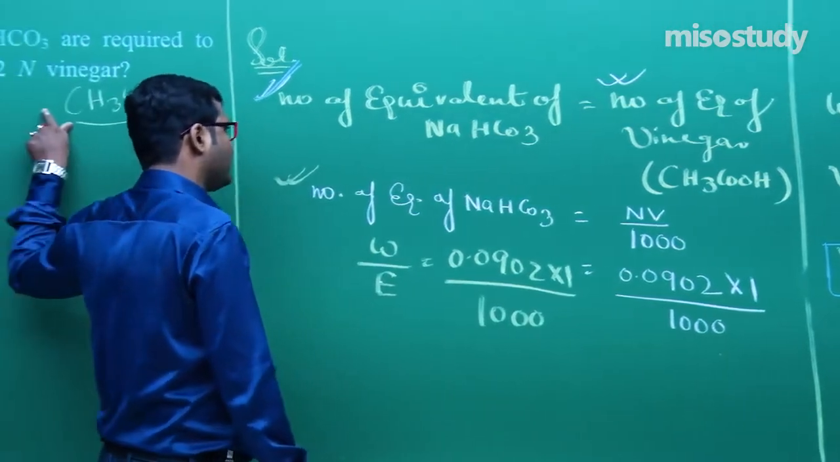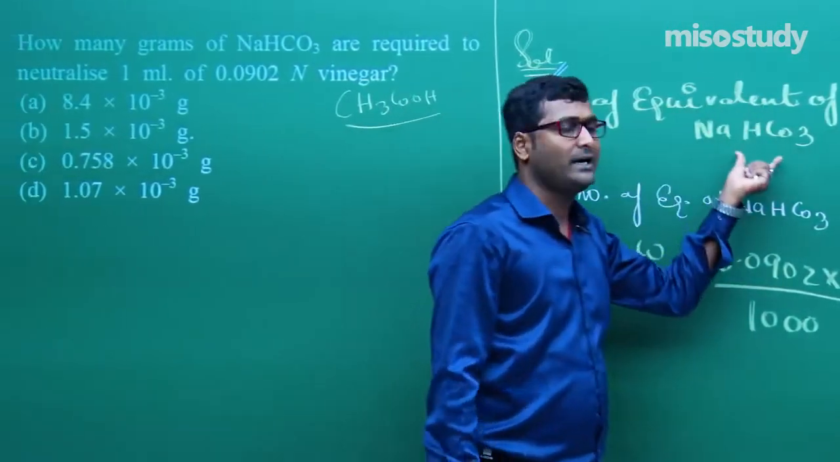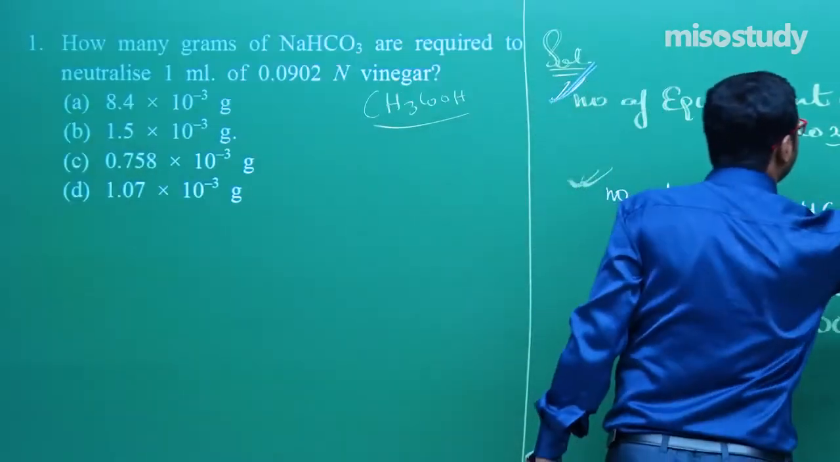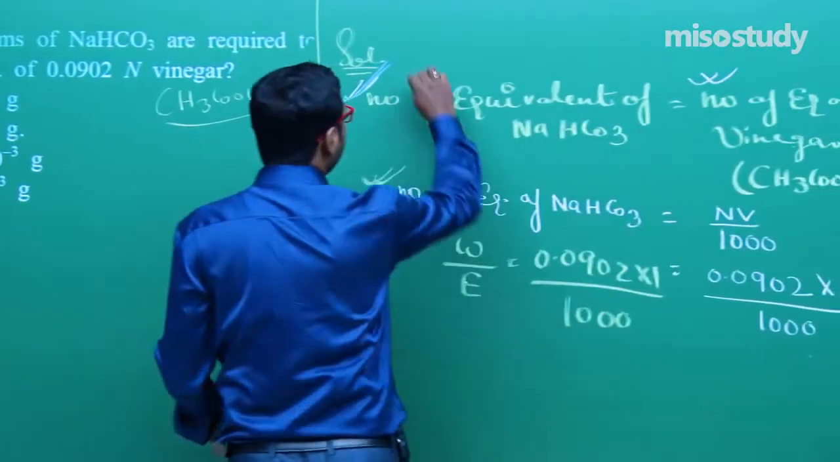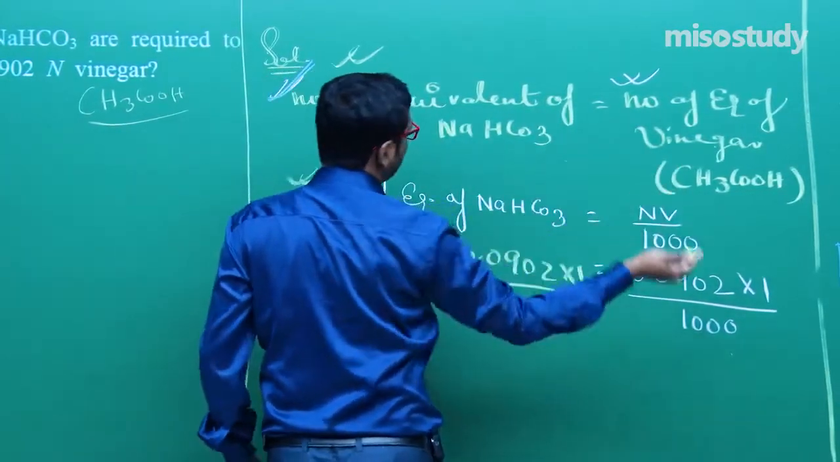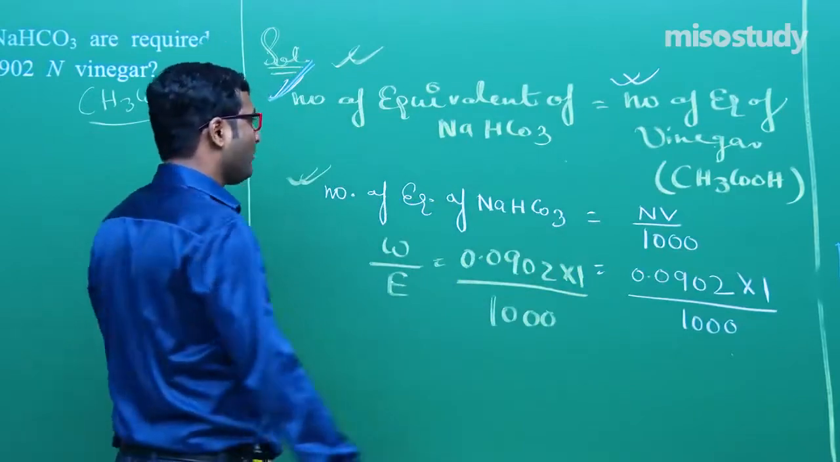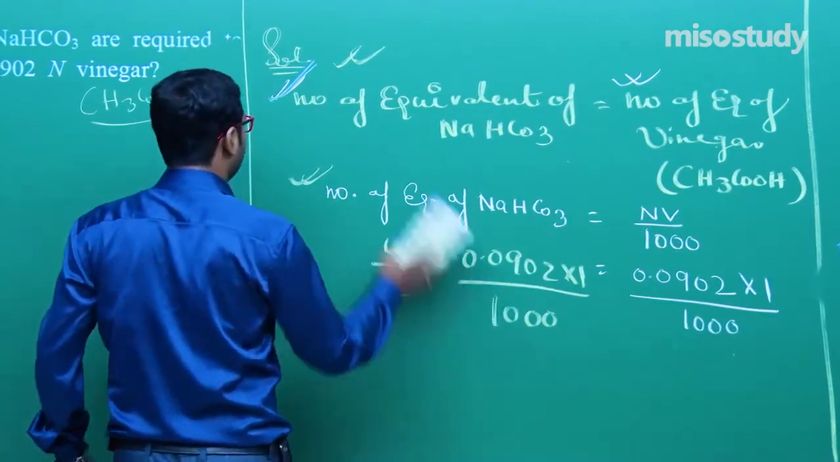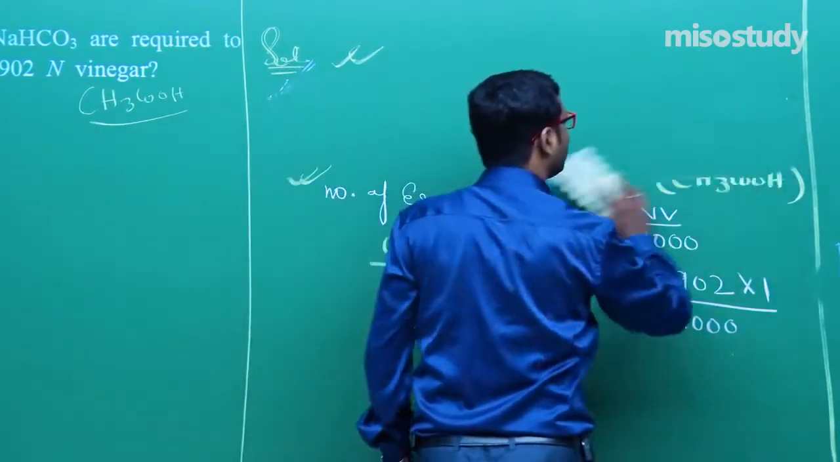When complete neutralization takes place, the number of equivalents of A will be equal to the number of equivalents of B. This is the concept of complete neutralization. You can solve each and every question related to the topic. Now friends, I'm going to wrap this part and we'll discuss the next question.